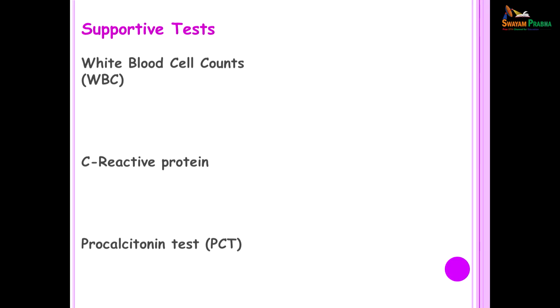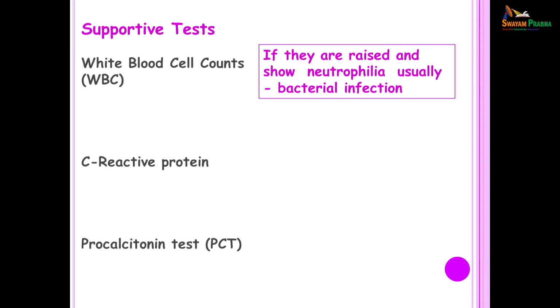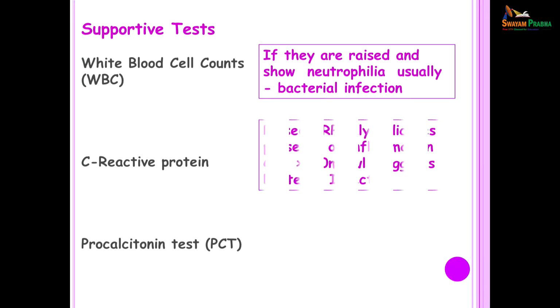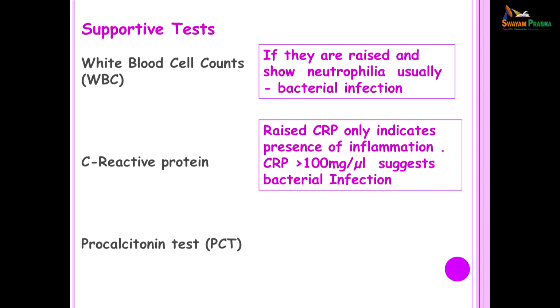The supportive tests include doing the WBC count. If these are raised and show neutrophilia, then you could usually think of this as a bacterial infection. Lymphocytosis would indicate a viral infection. Raised C reactive protein only indicates the presence of inflammation. However, values of more than 100 milligram per microliter suggest a bacterial infection.